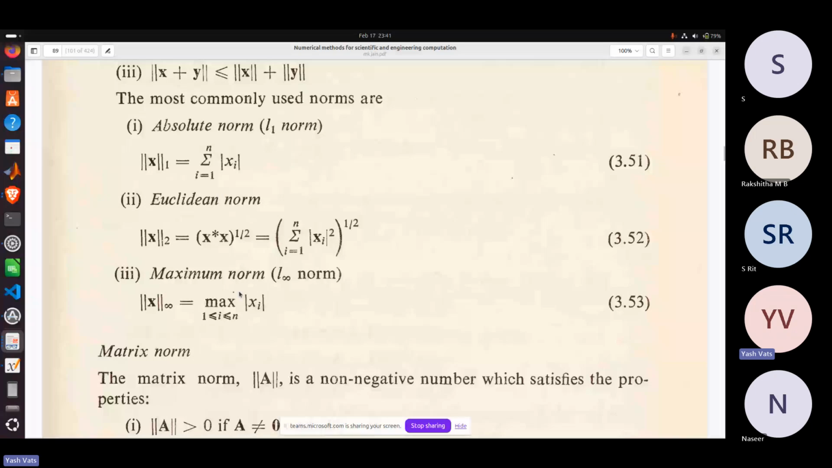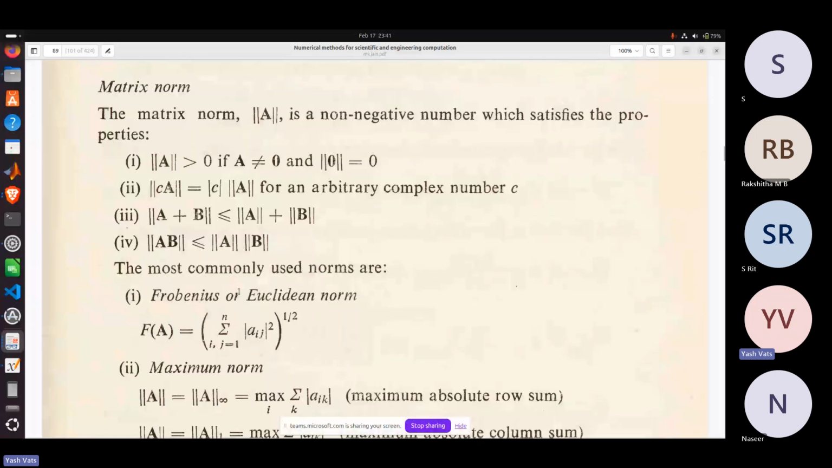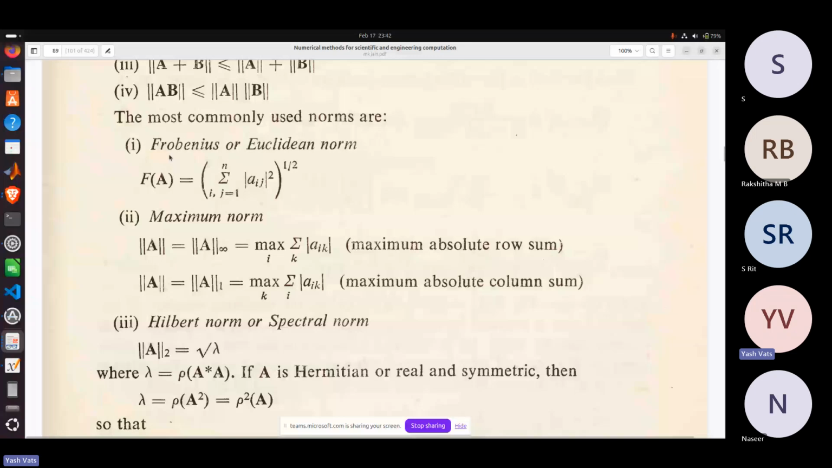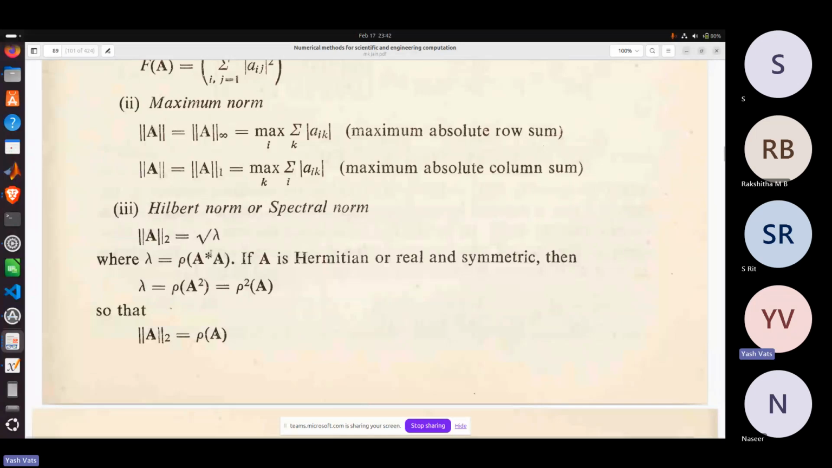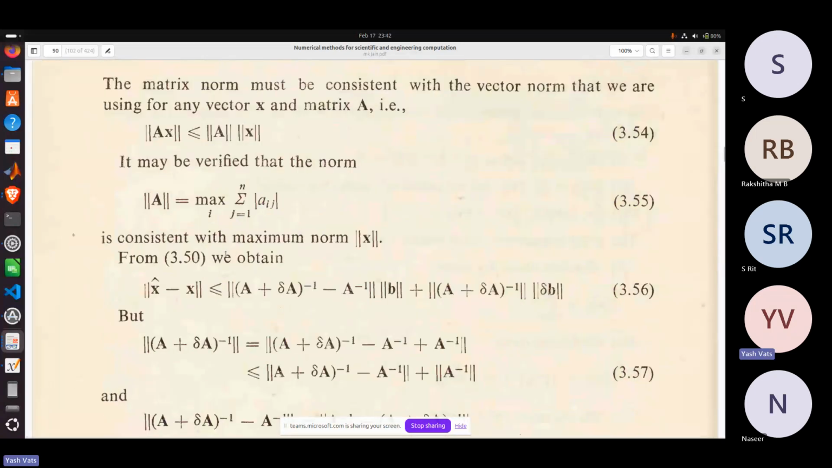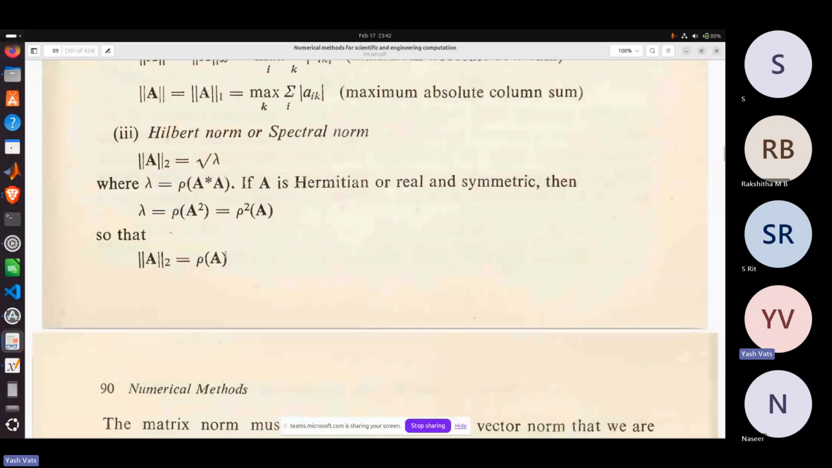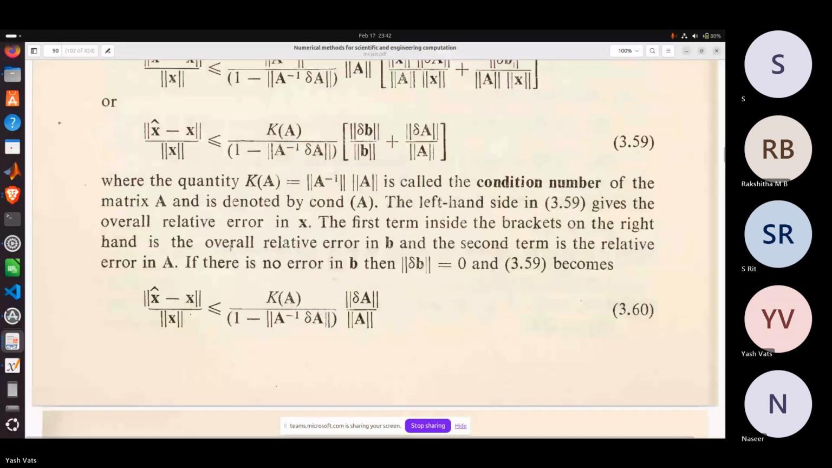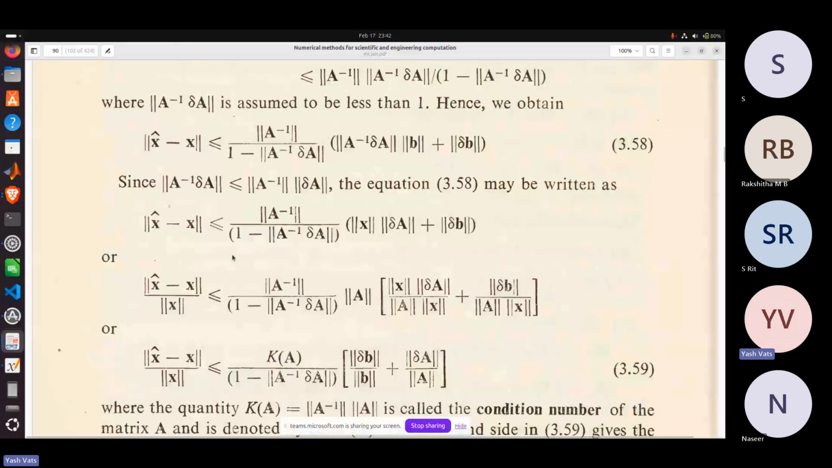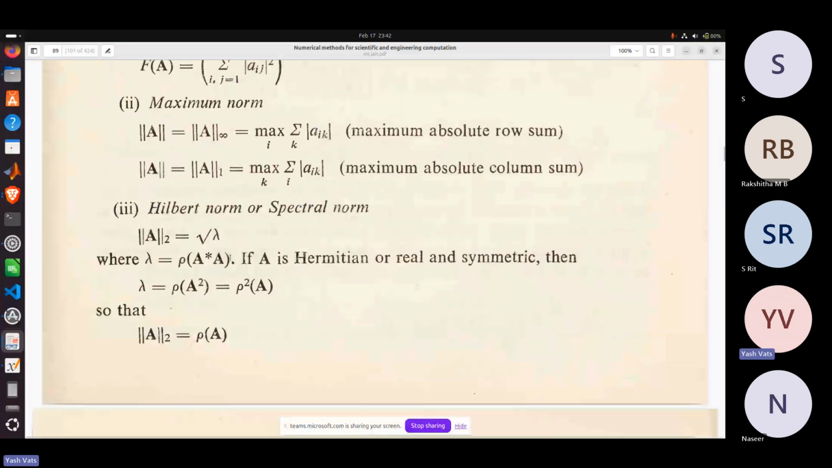For a matrix, we are going to calculate the Frobenius norm, or Euclidean norm. You just find the absolute values of all the coefficients, square them, sum them over all your entries, and then take the square root. Similarly, for the maximum norm, you find the maximum absolute row sum, the maximum absolute column sum, and so on. The spectral norm is something I should say about, but I don't think so here.